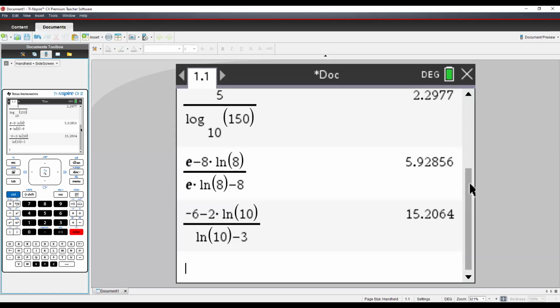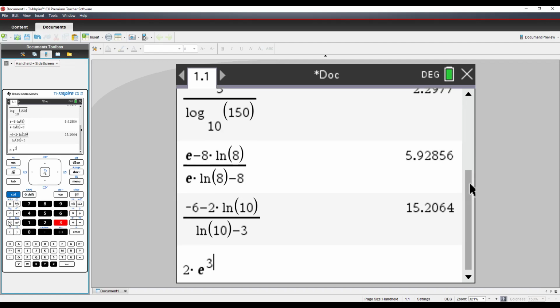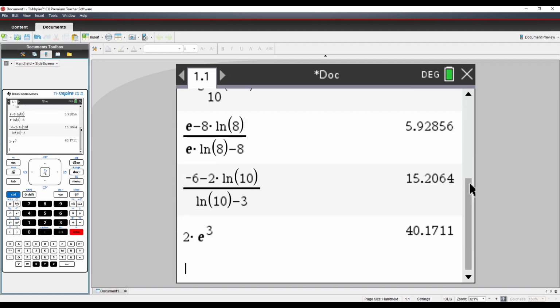Okay, and again, I didn't take a picture of this one. So 2 times e to the third. That's right. This time I can just hit this button because I do want an exponent. But if you hit this button, it's fine. Use the caret to make it a 3. So I get 40.17.